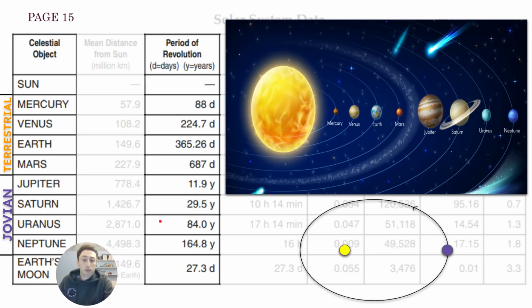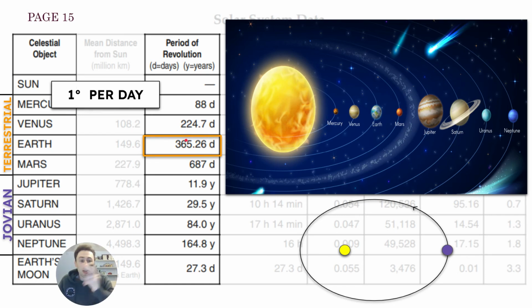You then have the period of revolution, which means how long it takes a planet to make one full circle around the sun. D is in days and Y is in years. It takes Mercury 88 days to make one full orbit, one full revolution around the sun. It takes Earth 365 days. That is how many days there are in a year. If you do 365 divided by 360 degrees, which are in a circle, that would be 1 degree per day. So the Earth's rate of revolution is 1 degree per day.